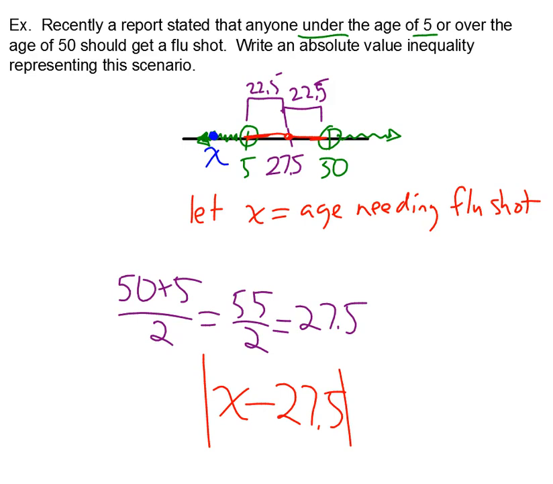So the difference between any age that needs the flu shot and 27.5 would have to be greater than 22.5 years. It's not going to be inclusive because the 50 and the 5 are not included. And that's how you can use absolute value inequalities to represent word problems.